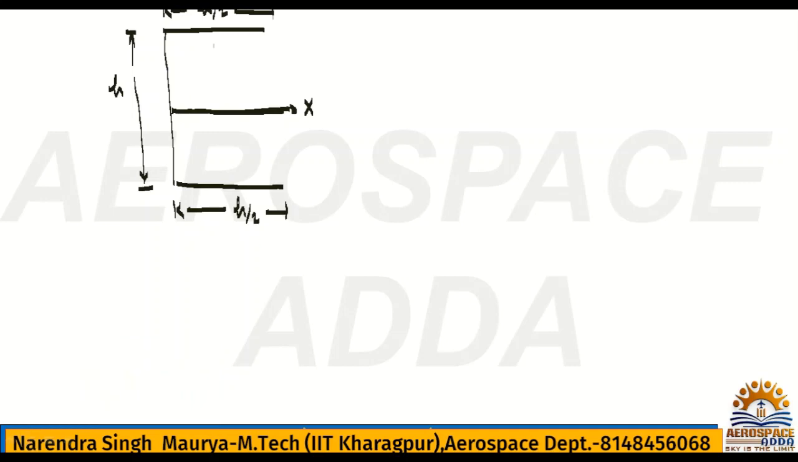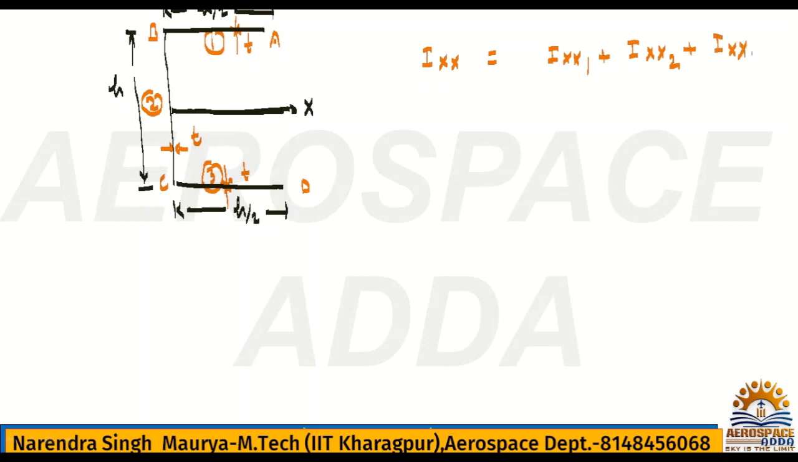For this section you just consider this is the thickness t, so here also thickness will be t, this is also thickness t. Consider this is section 1, this is 2 and this is 3. Check, ABCD sizing they have not given, no problem; if you want you can consider A, B, C, D. What is the Ixx? Ixx will be Ixx of section 1 plus Ixx of section 2 plus Ixx of section 3. If you check, Ixx of 1 and Ixx of 3 both will be the same. Yes or no?